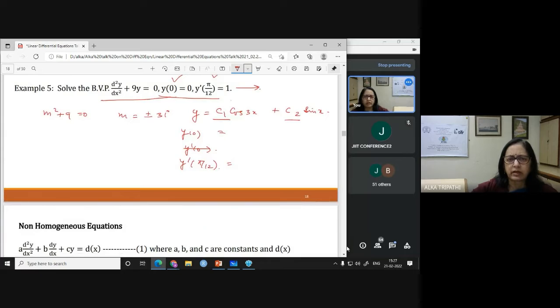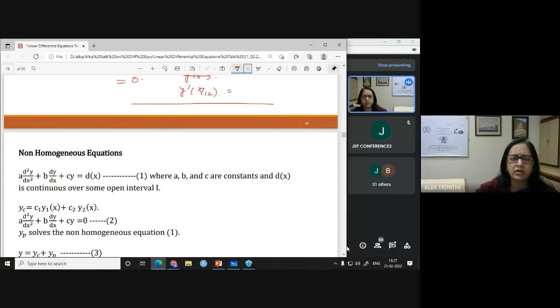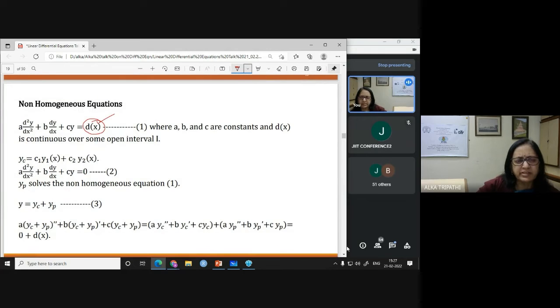Now, this was the previous part when our RHS value is 0, the homogeneous equation. Now let us talk about the case in which our RHS is non-zero. It is any function of x or constant. For simplicity, first I am considering the case in which a, b and c are constants in the open interval I.